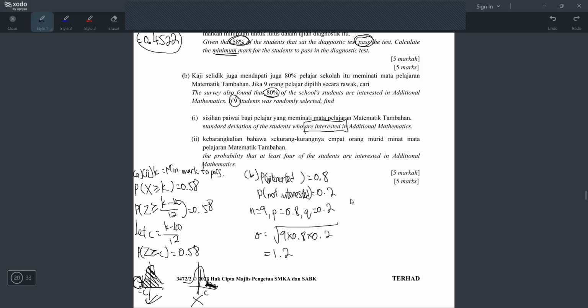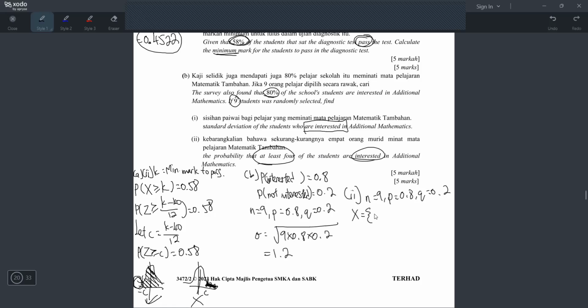Okay, next is question part 2. Find the probability that at least 4 of the students are interested. It means your N is still 9. Your probability of success is still the interested one, which is 0.8, and Q is 0.2. Then what about the at least 4? Don't worry. We write down the big X first. Big X means all the possibilities.